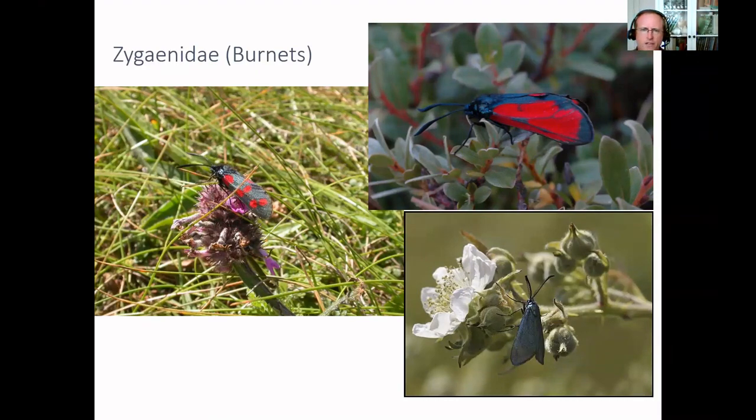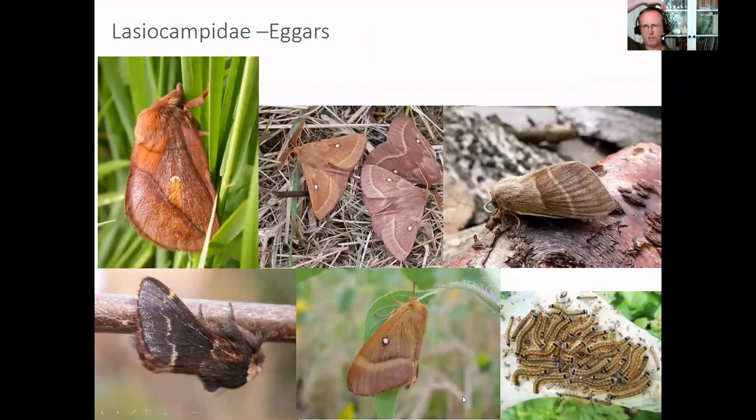So that's the burnets. Next big family, the Lasiocampids, the eggars, again maybe a dozen or so species, most of which you would just know. Things like drinker, fairly straightforward. These are lackeys.